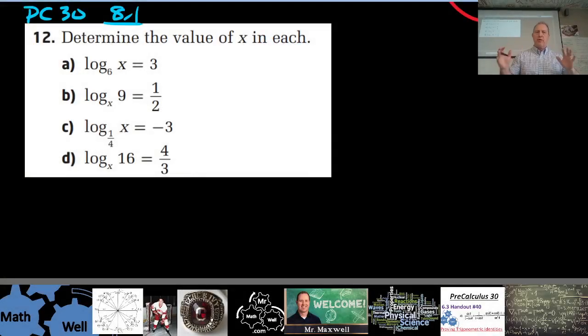All right, so here's pre-calc 30, 8.1, number 12. Determine the value of x in each case. Sometimes it's this value here. Sometimes it's this base. I guess those two.